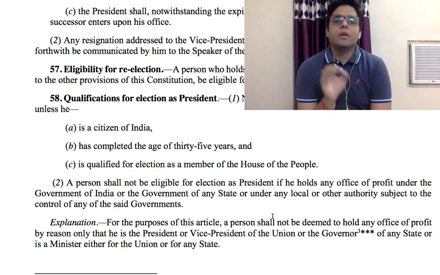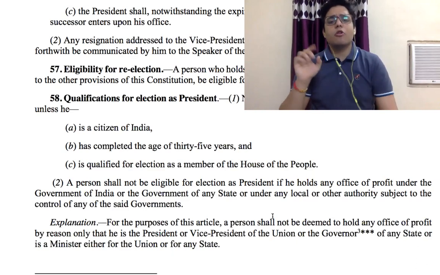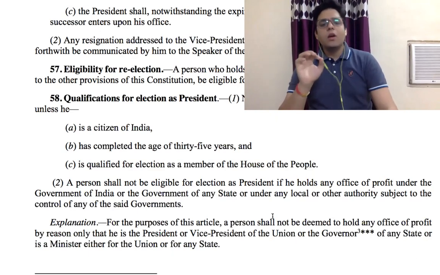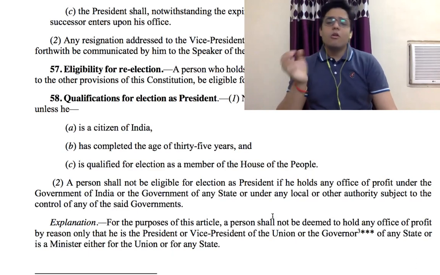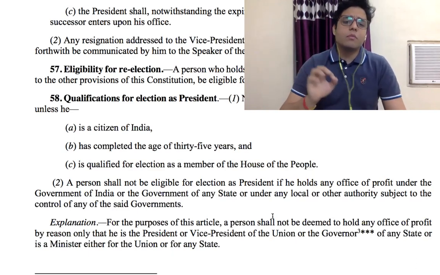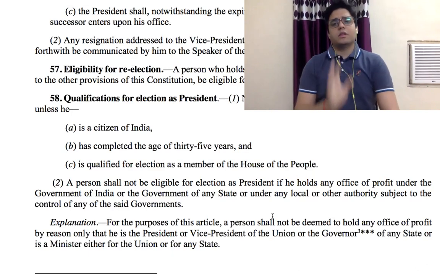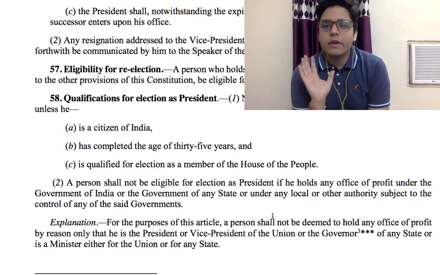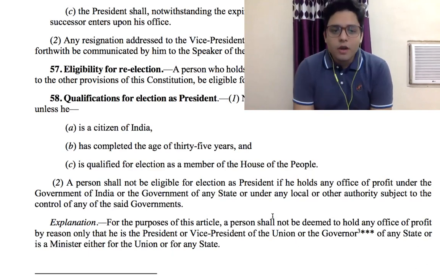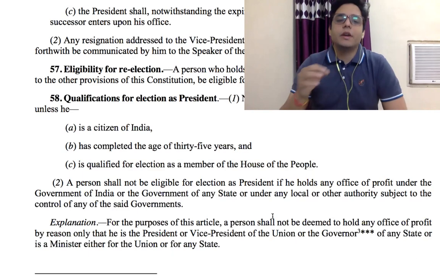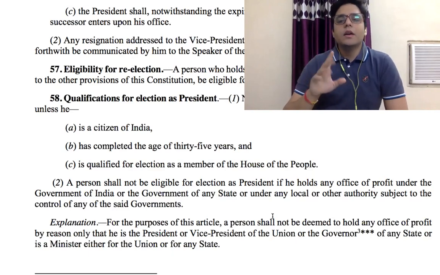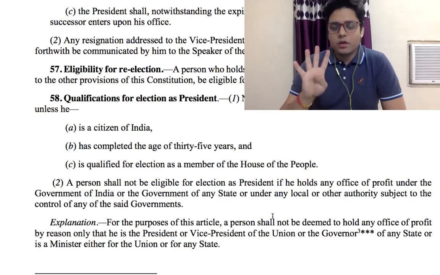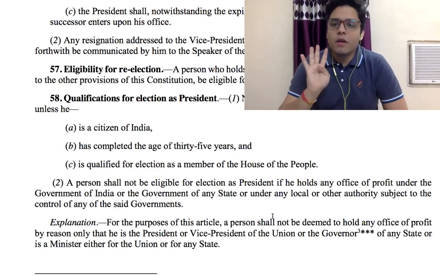Explanation: For the purposes of this article, a person shall not be deemed to hold any office of profit by reason only that he is the President or Vice-President of the Union, or the Governor of any state, or is a minister either for the Union or for any state. Sub-article 2 simply says that any office of profit under the government will debar you. But the explanation created a proviso that explicitly excluded four posts from the purview of this bar.